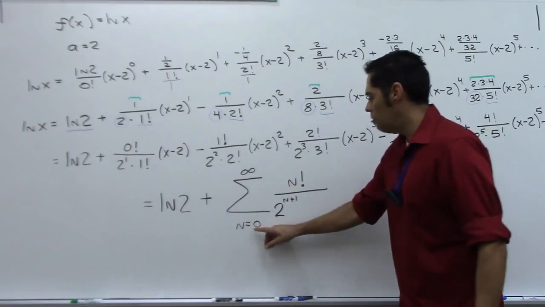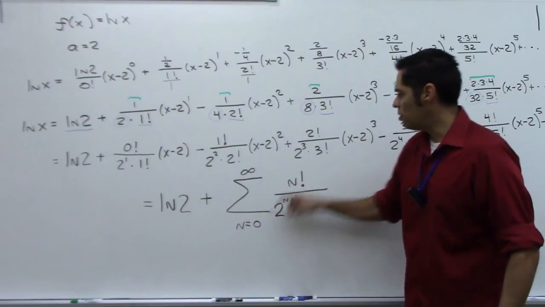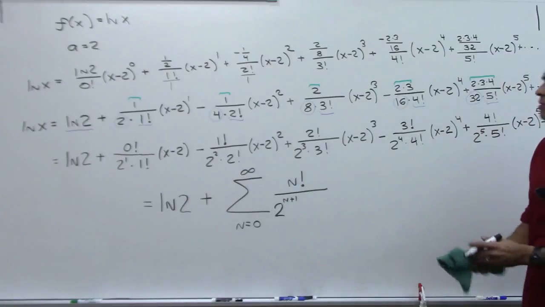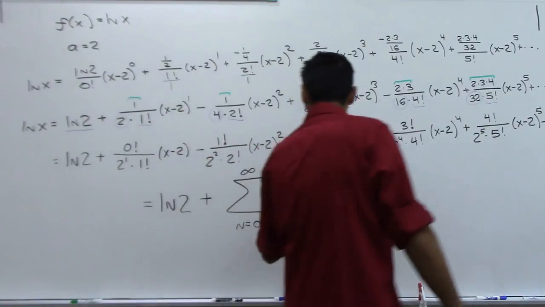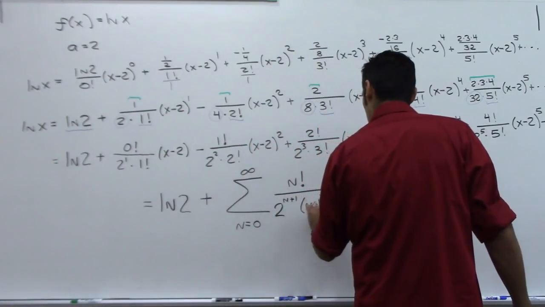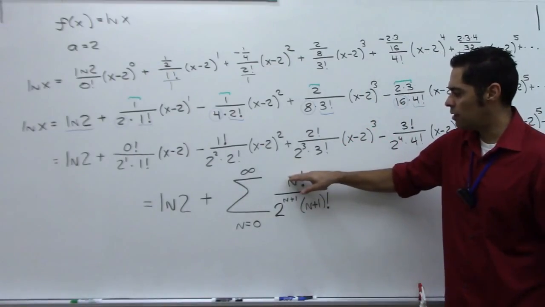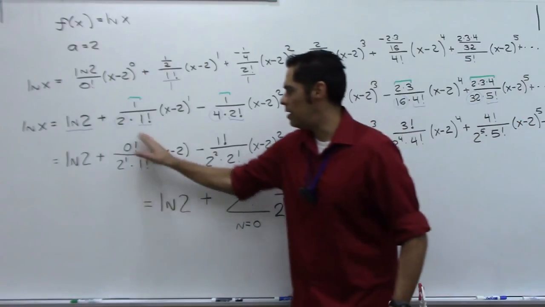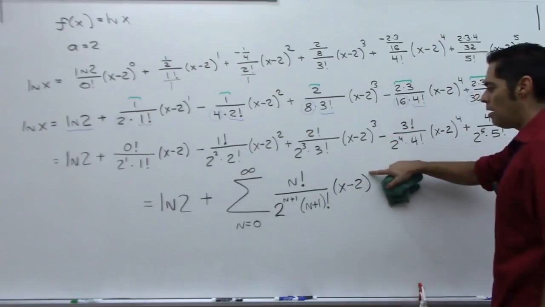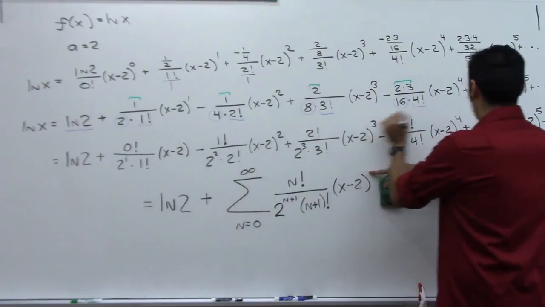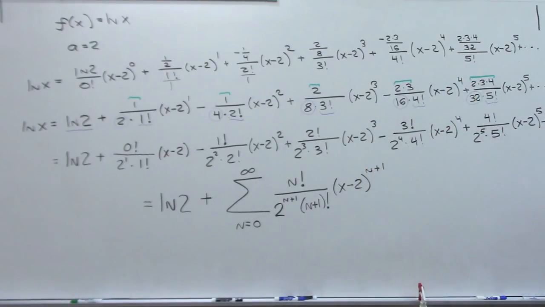So when I plug in 0, I get 1 here. When I plug in 1, I'll get 2. When I plug in 2, I'll get 3. When I plug in 3, I'll get 4, and so on and so forth. Same with the factorials. This is a 1 factorial, so this is going to be n plus 1 factorial here. So when I plug in 0, I get 1 factorial here, 0 factorial here, 2 to the first power here. So that takes care of this. And then the x minus 2, the power on this needs to start at 1 and go 2, 3, 4, so I'm going to do n plus 1 there also. And that should be our Taylor series.